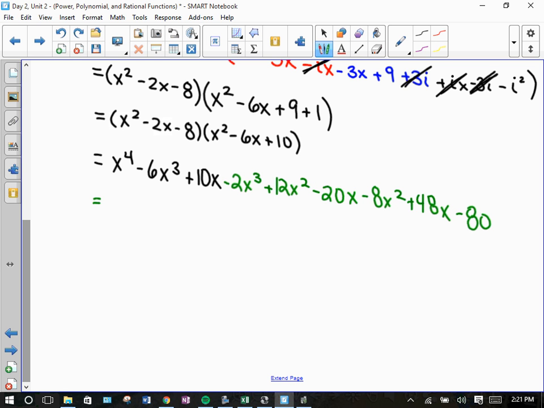But I simplify this. x to the fourth. Negative 6x cubed, negative 2x cubed, that's going to be negative 8x cubed. We have positive 12x squared, negative 8x squared, that's going to be positive 4x squared. 10x minus 20x is negative 10x, plus 48x is going to be positive 38x. And I'm going to have minus 8.